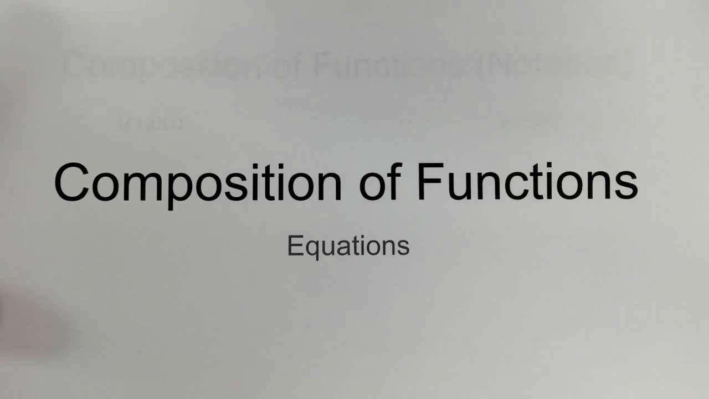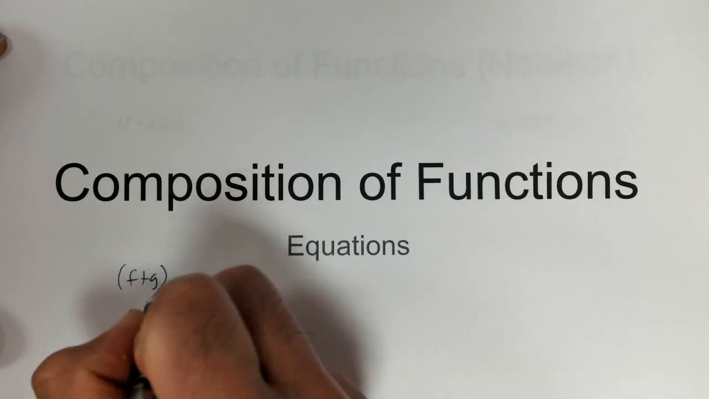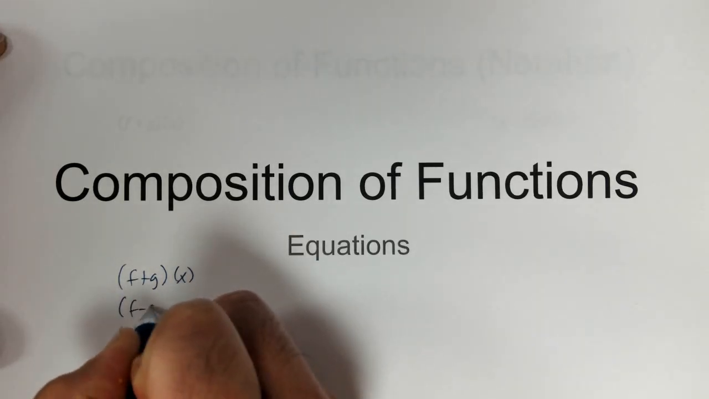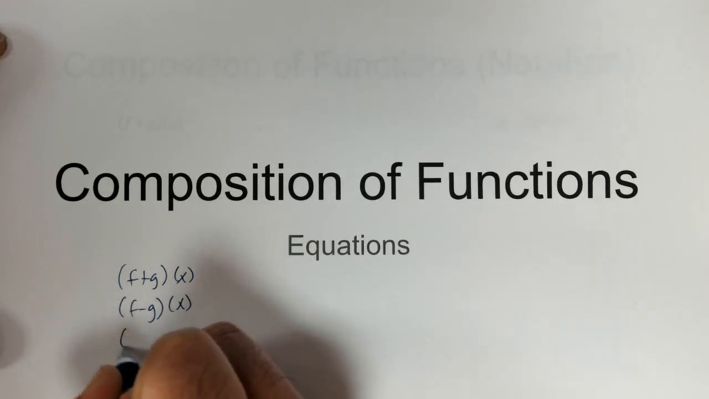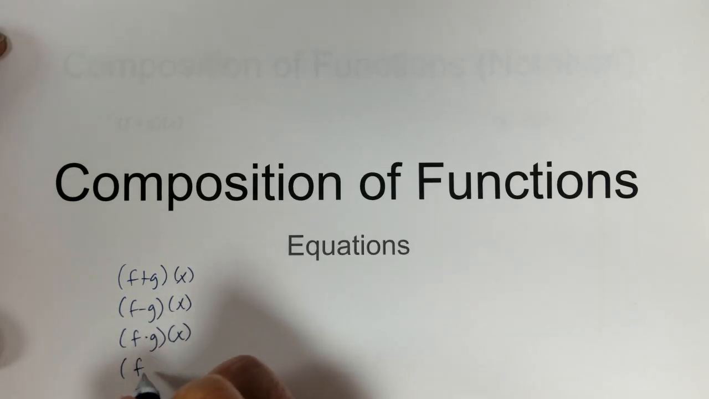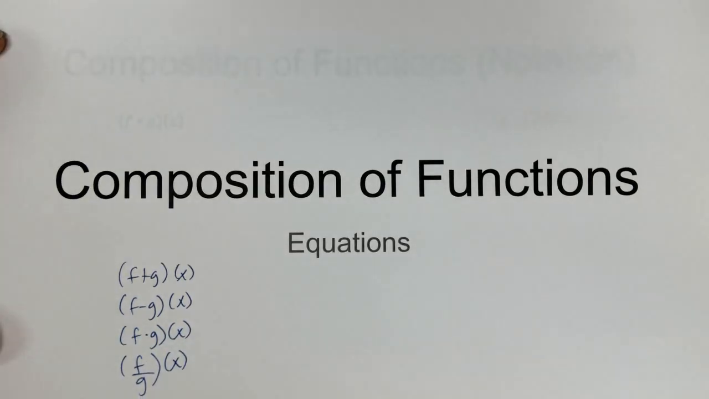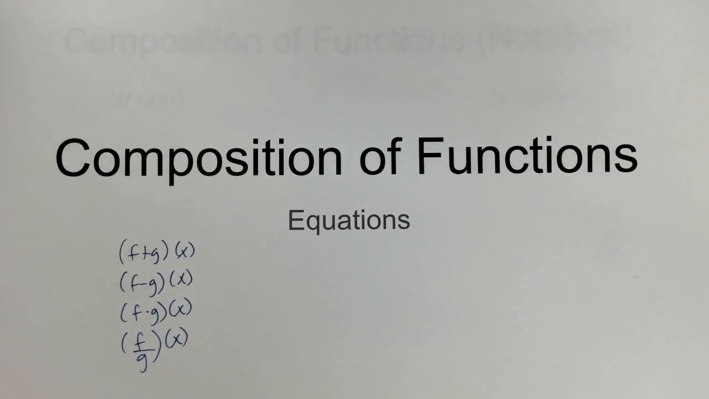Now, we've spoken about function operations like f plus g of x, f minus g of x, f times g, and f divided by g. In these scenarios, we are adding, subtracting, multiplying, and dividing functions to create a new function. A composition is very similar, where we're creating a new function, but without using an operation. Here's what I mean.